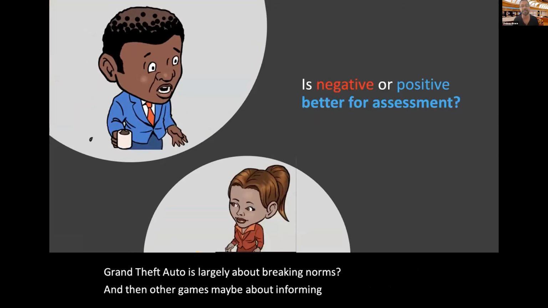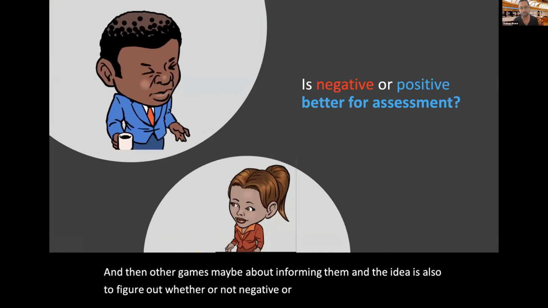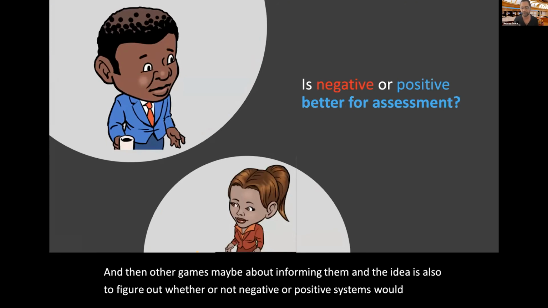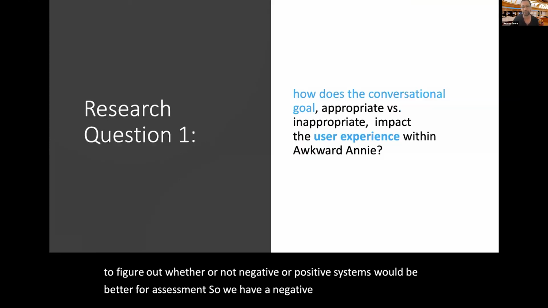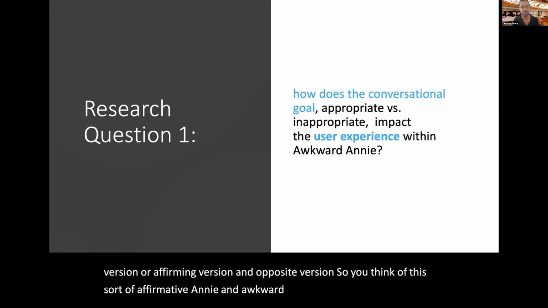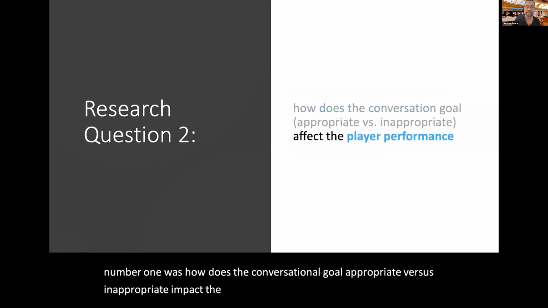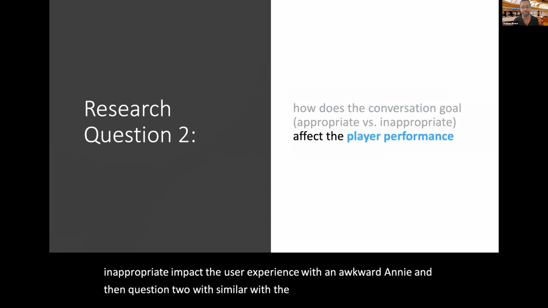And the idea is also to figure out whether negative or positive systems would be better for assessment. So we have a negative version and a positive, or affirming, version and an opposite version. So you can think of it as affirmative Annie and awkward Annie. So research question number one was, how does the conversational goal, appropriate versus inappropriate, impact the user experience with Awkward Annie? And then question two was similar: how does the conversation goal actually affect player performance?